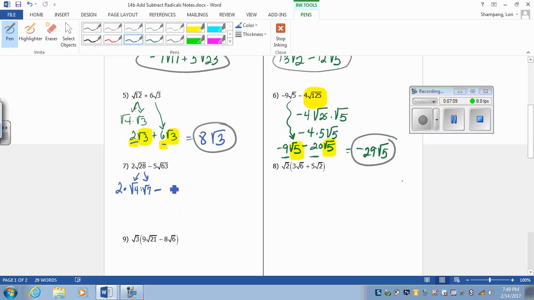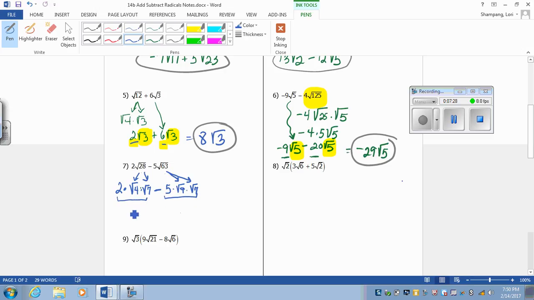Minus 5 times the square root of 9 times the square root of 7. So all I've done is use the product rule to break out my radicals into two factors. Let's work on this side first, and then we'll work on this side.